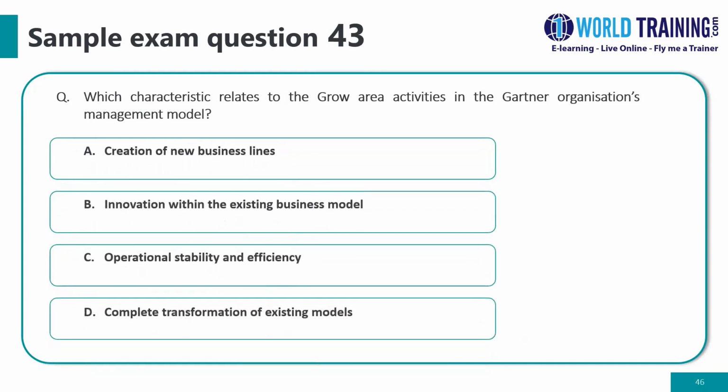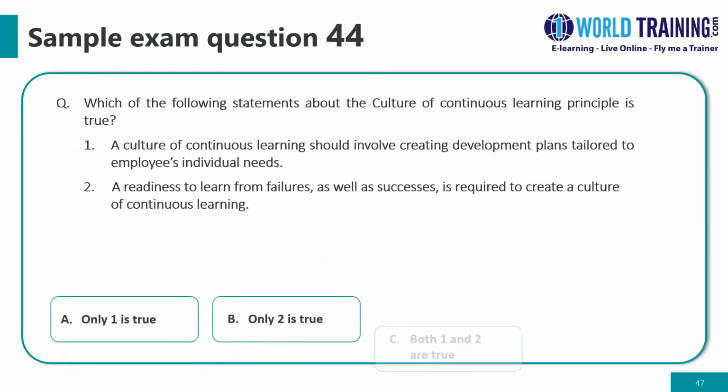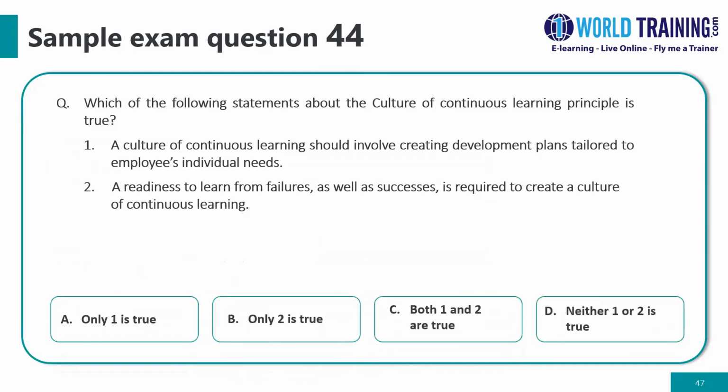43. Which characteristic relates to the grow area activities in the Gartner organization's management model? The answer is innovation within the existing business model. Number 44, which of the following statements of the culture of continuous learning principle is true? The answer is C, both 1 and 2 are true. A culture of continuous learning should involve creating development plans tailored to employees' individual needs. And number 2, a readiness to learn from failures as well as successes is required to create a culture of continuous learning.